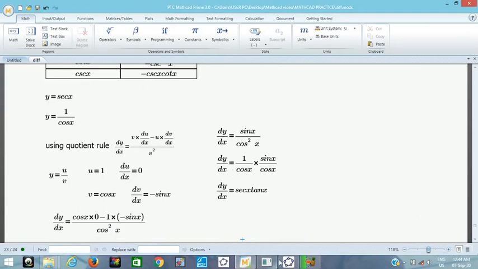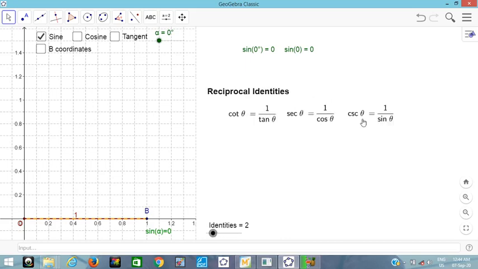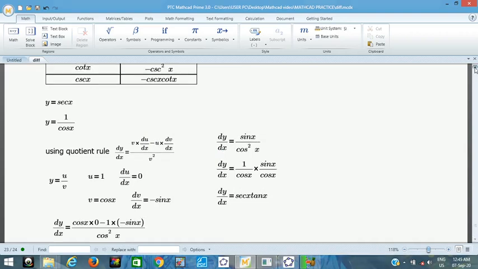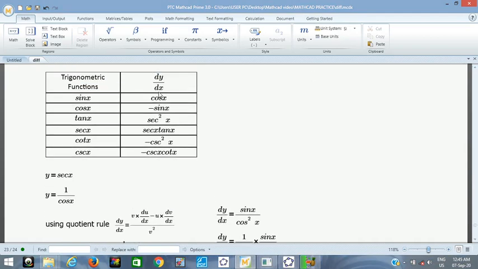So what is cosec? When you go to your review table, you will see cosec here. Cosec is the same thing as 1 over sine. So you use your quotient rule, differentiate, and you will get the same result. So this is all I have for you for differentiation of trigonometric functions.